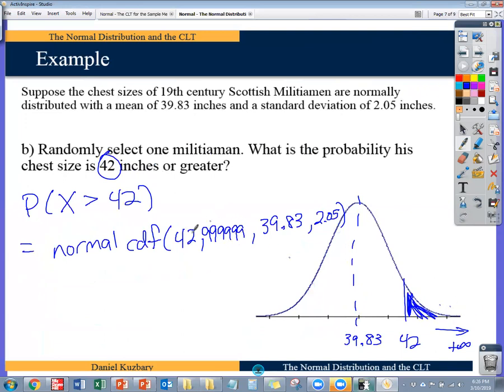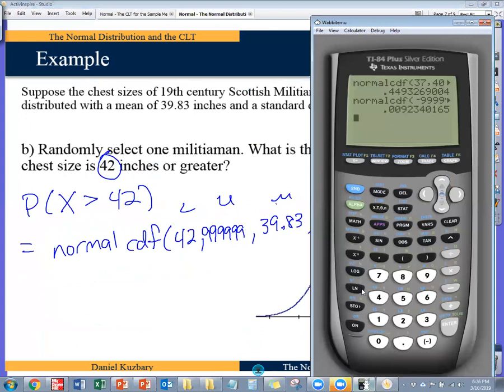But with the pictures, I can tell the calculator this is the left, this is the right, or I think they call it the upper bound. This is the upper bound, that's the lower bound, mean and standard deviation. And I can put all that in the calculator just like that and get a nice answer. So my normal CDF, my left bound's 42, my upper bound is 99999999999, and that's the same. I get 0.1449 as my answer.